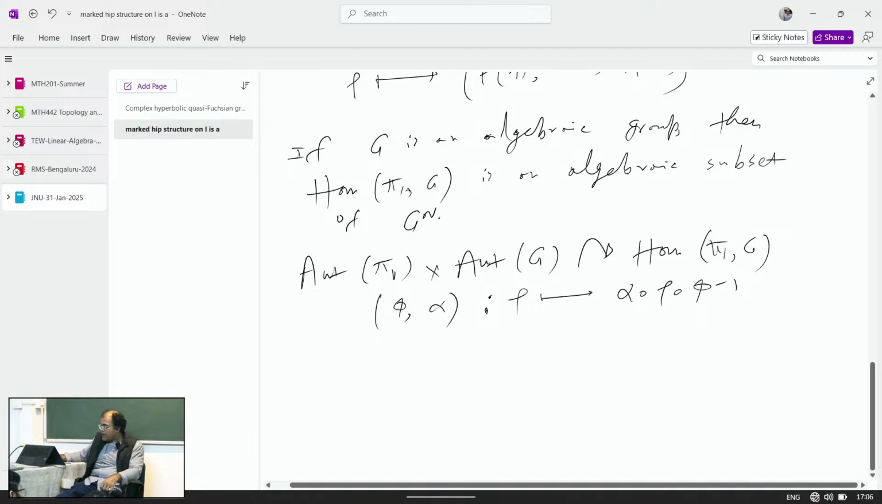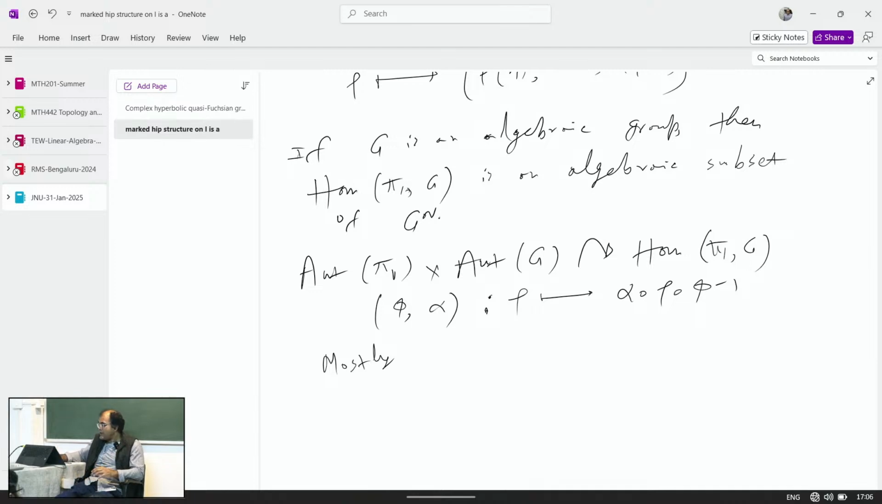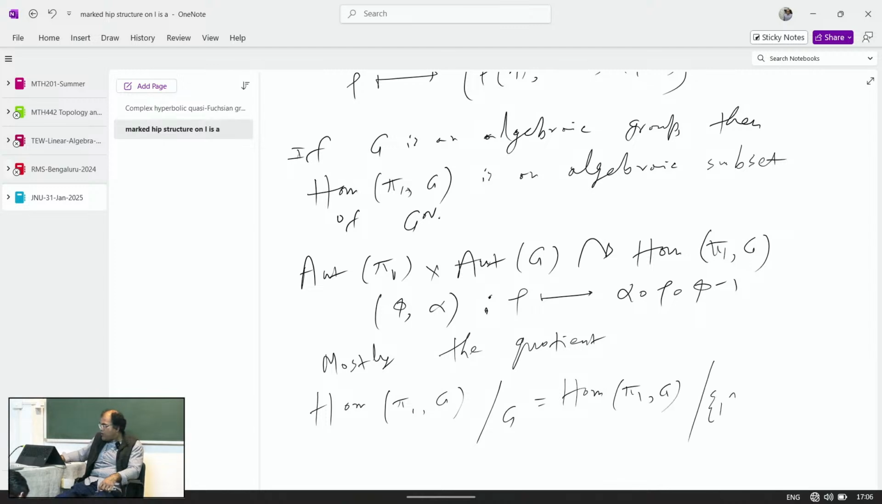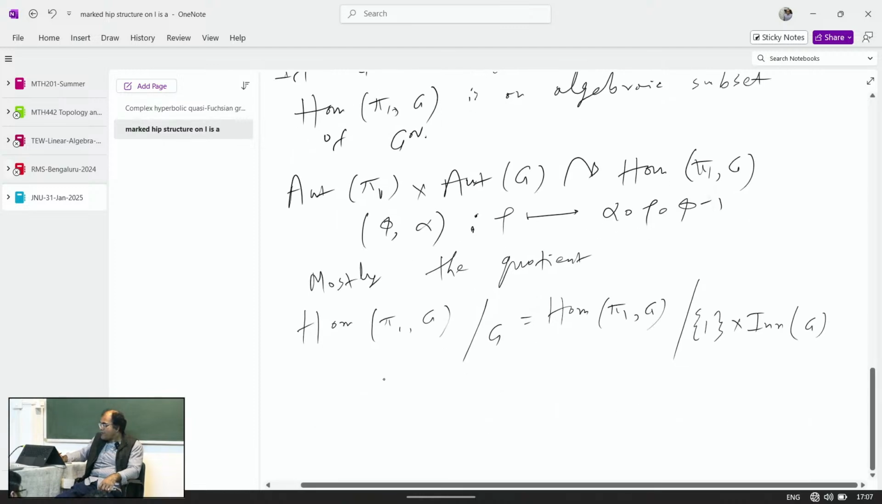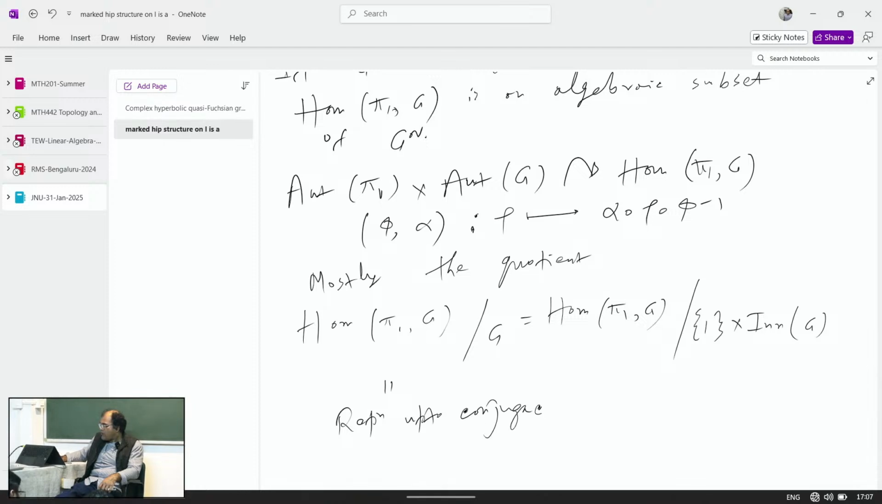So in particular, if you consider φ to be the identity, then you have a nice quotient, right? G is any Lie group. So mostly the quotient Hom(π1, G) mod G, which is the representations modulo identity times inner automorphisms of G. So this is the same as representations up to conjugacy.